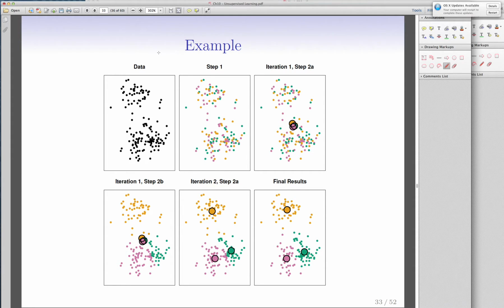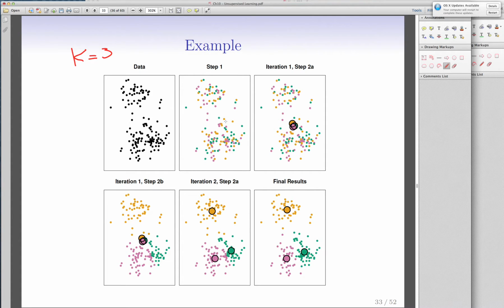Suppose you have 3 clusters. So my assumption here is we have 3 clusters. In the first step, we randomly assign these points to each of these clusters. So we assign 1/3 of our observations to one cluster, 1/3 to another, and 1/3 to the last one. So we randomly pick greens, pinks, and yellows. That's one way to do it.